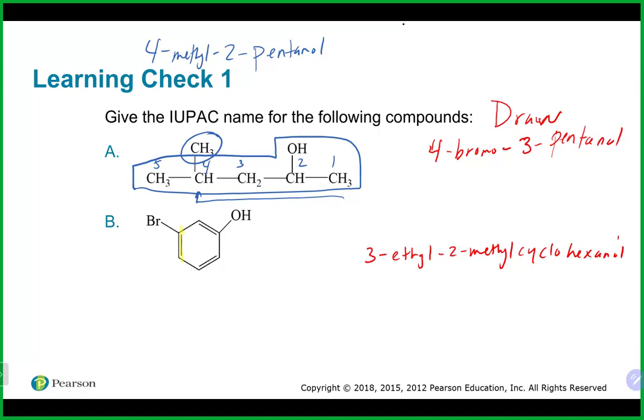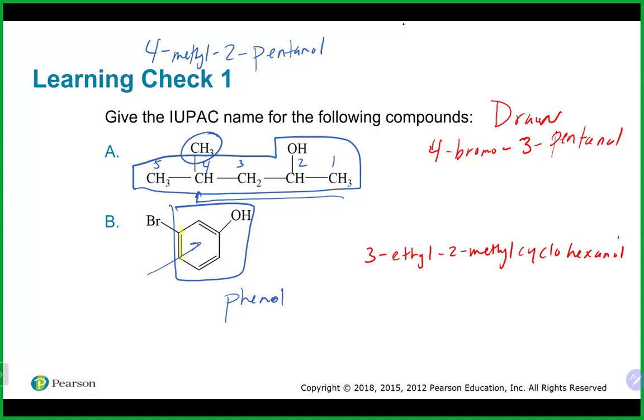Bottom one, the longest carbon chain that has the OH group is this guy. That is a benzene ring with an OH group on it. So that is our favorite guy known as a phenol. That's what we were talking about at the end of the last one.